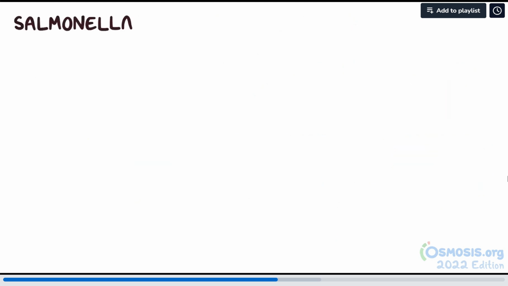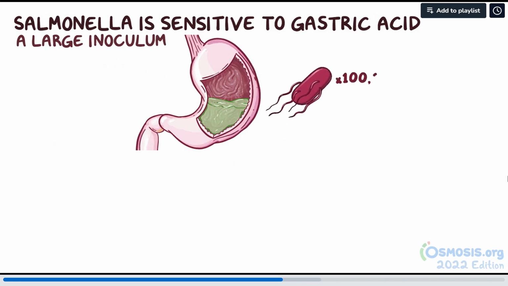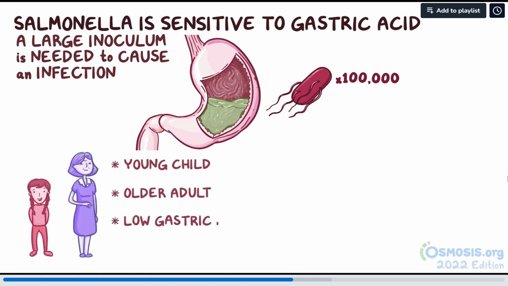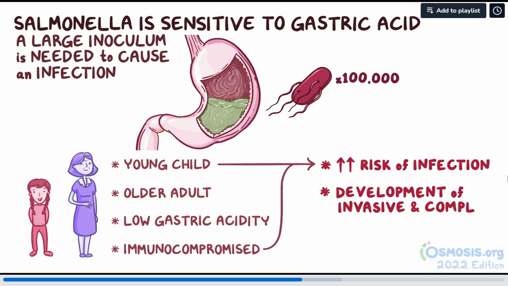Now, because Salmonella is sensitive to gastric acid, a large inoculum, meaning more than 100,000 microorganisms, is needed to cause an infection. But certain factors, like being a young child, an older adult, having low gastric acidity, or being immunocompromised, can cause an elevated risk of infection and development of invasive, complex cases.